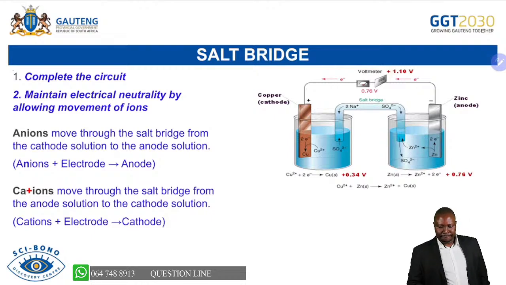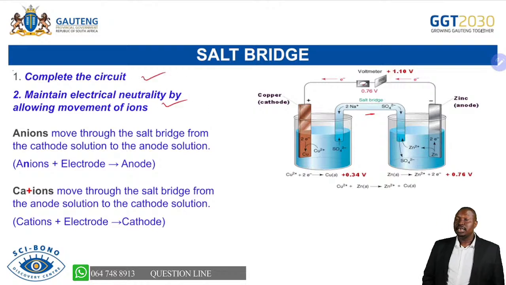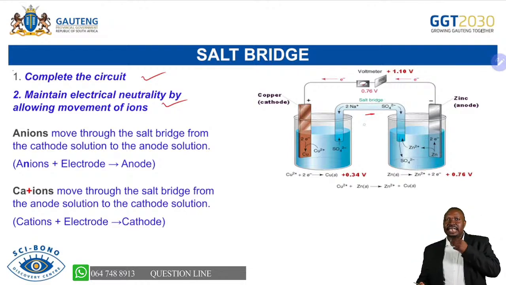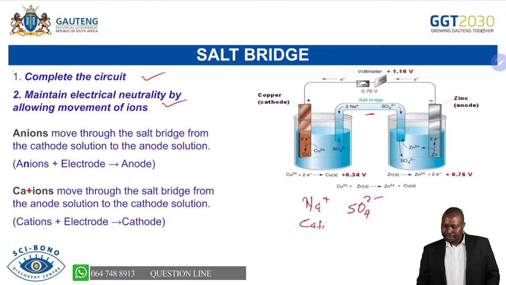So it's important that we remember. I've emphasized the 2 functions of the salt bridge: our salt bridge is to complete the circuit and to maintain neutrality by allowing the movement of ions. Now, you will remember in the other question, we used potassium sulfate. In this one, we're using sodium sulfate. So we can use different salts. And what you must understand is that a salt has both the positive, which is the cation, and the negative, which is the anion.